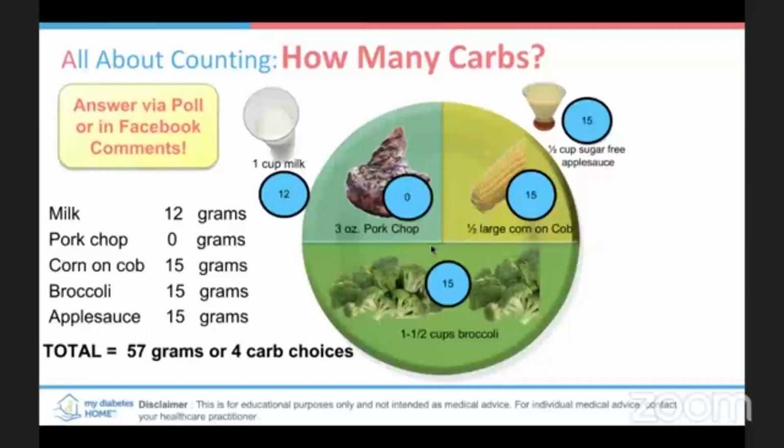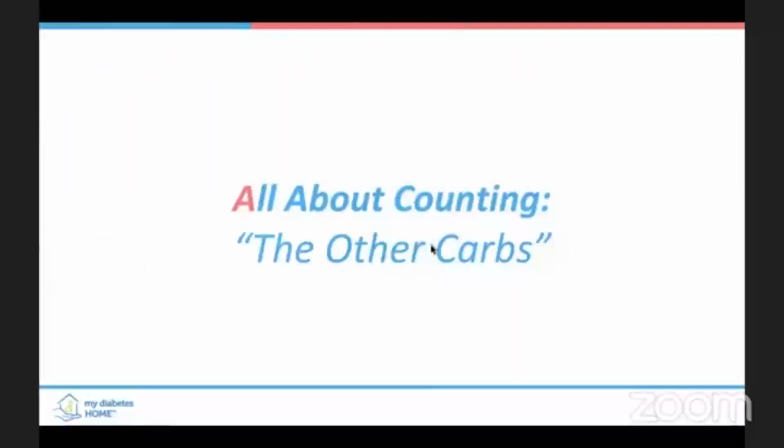Okay, so this is important. I just want to make sure that if there are any questions, we can get those answered. Please ask any questions you have. Not yet. So this is one of those take-home points of counting carbs and grams of carb. All right, now let's move on.